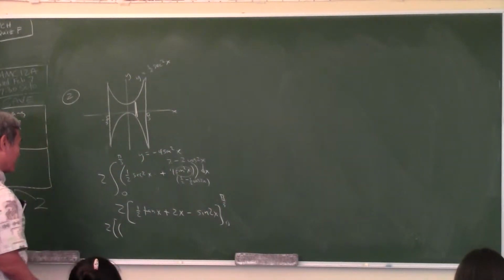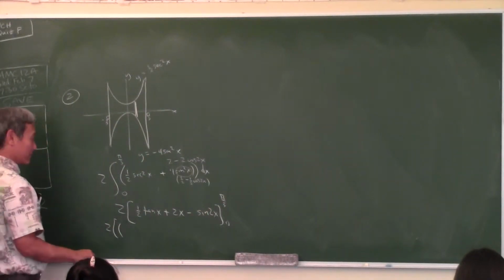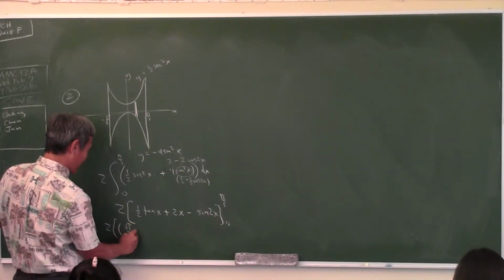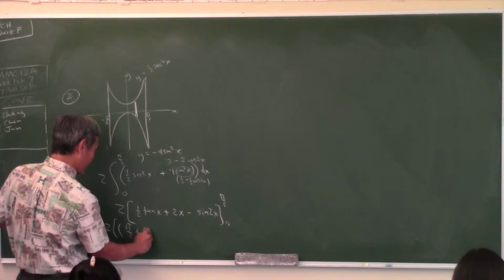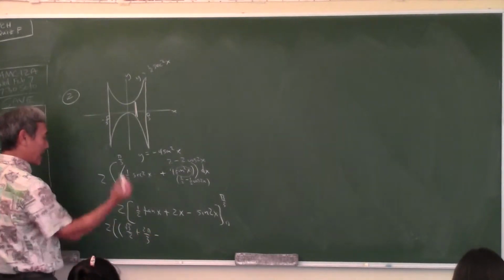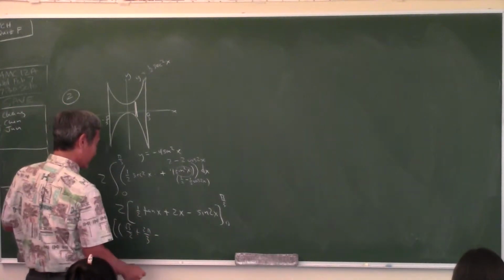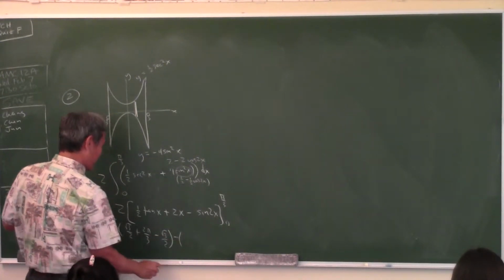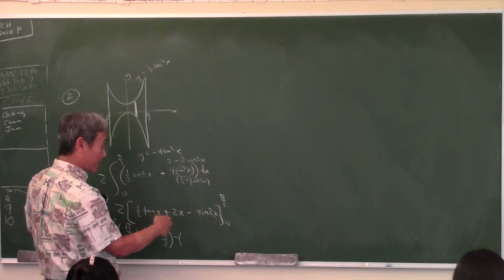Plug in the top number. Tangent pi over 3, I can do it, can you? Tangent pi over 3. Okay, root 3 times 1/2 plus 2 pi over 3 minus sine of 2 pi over 3. Root 3 over 2 minus plug in the bottom number.